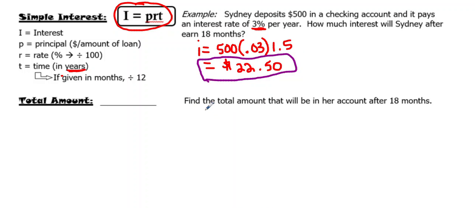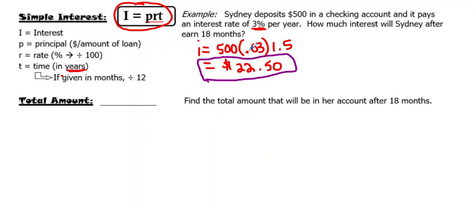If you look at this next question, it says find the total amount that will be in her account after 18 months. In other words, I want to know how much she has altogether. A really easy way to think of it is if I say you have $10 in your pocket and you earn 6 more, what's your total? Everybody knows it's 10 and 6, which is 16. They're asking the exact same question here.